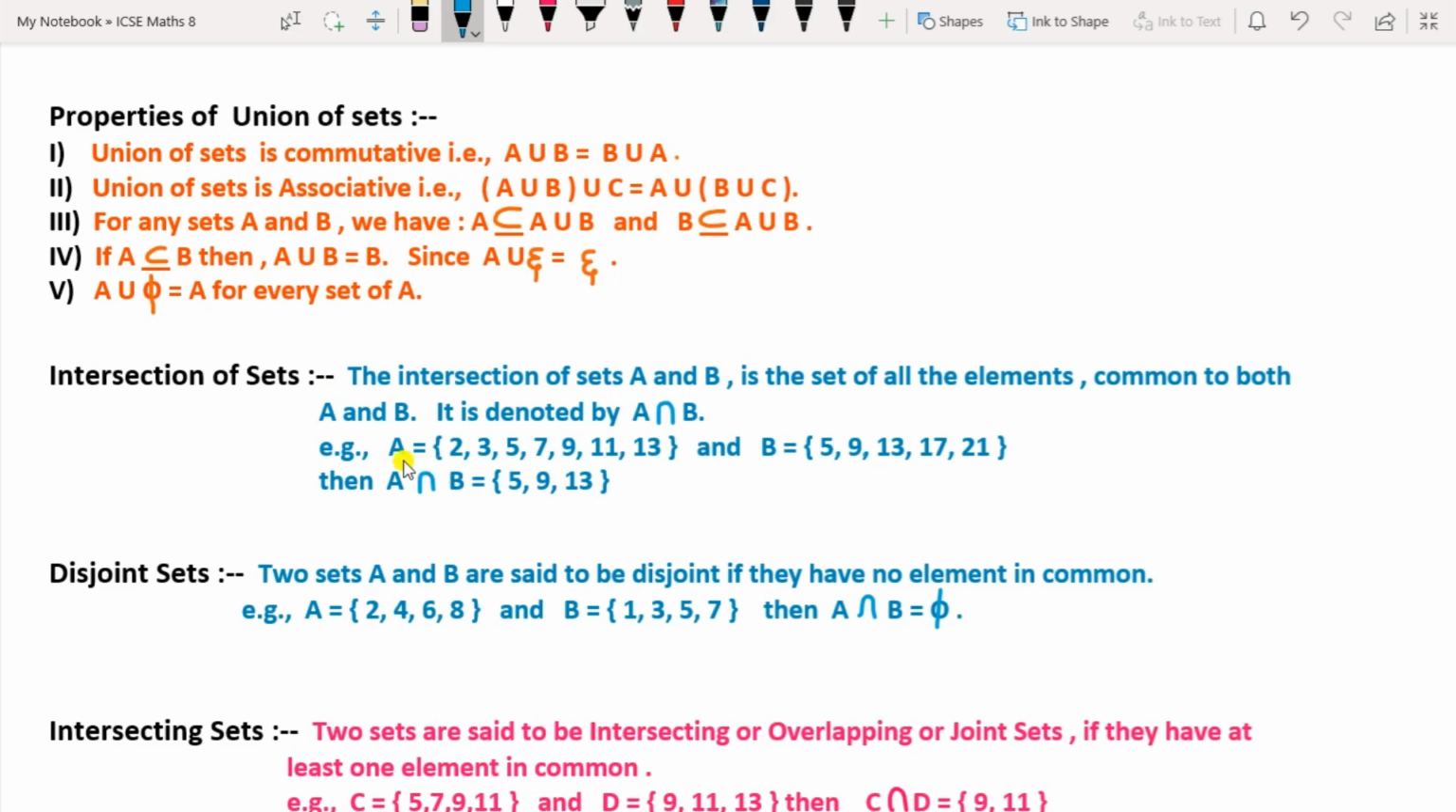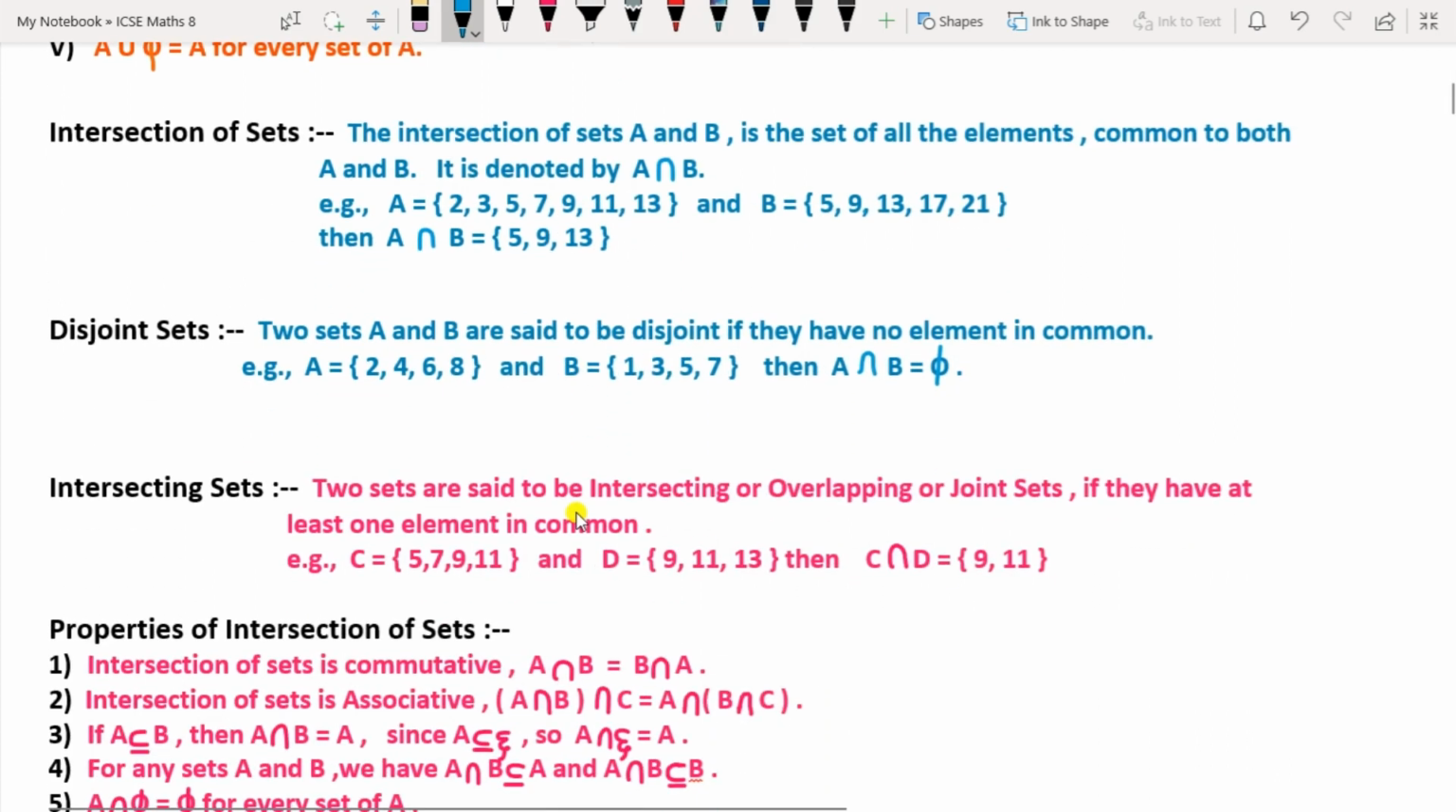For example, A equals 2, 3, 5, 7, 9, 11, 13 and B elements are 5, 9, 13, 17, 21. Intersection means what is common between the two sets. Those common elements are 5, 9 and 13 in each of the sets. So that is your intersection of the sets. You have to write the common elements between the given sets, and that will be the intersection. So A intersection B equals 5, 9 and 13.